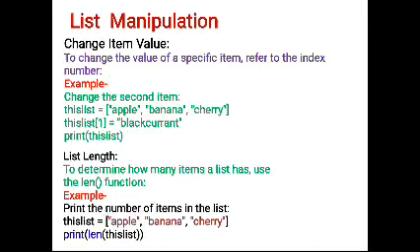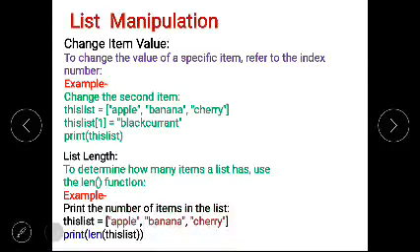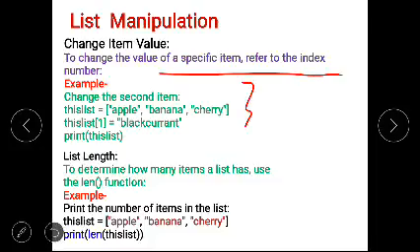List manipulation, change item values. To change the value of a specific item, refer to the index number. With the help of index number, you can change the item. In other words, if you want to change the element of a list, you have to first refer to its index number. Accordingly, you can perform the operation to change it.